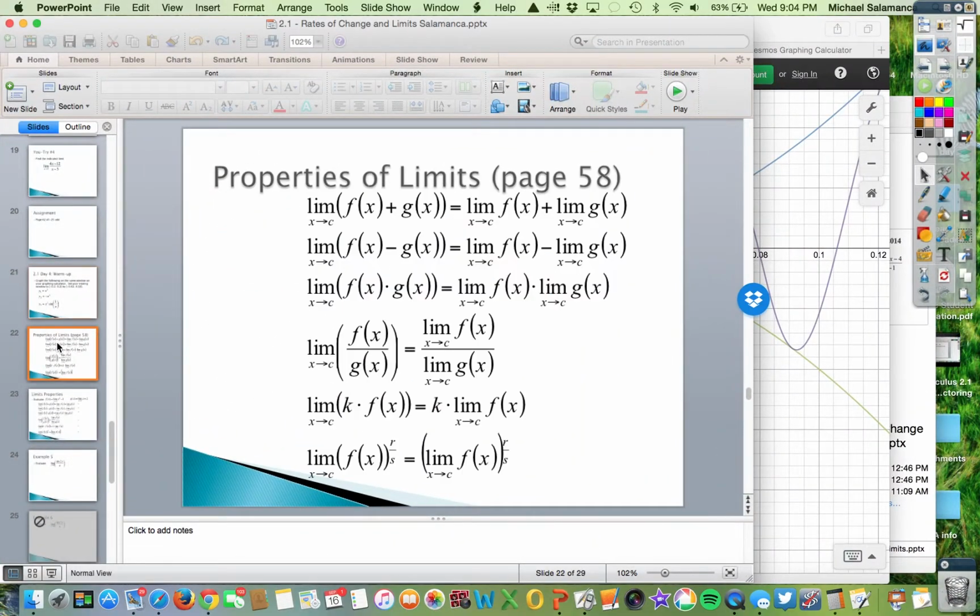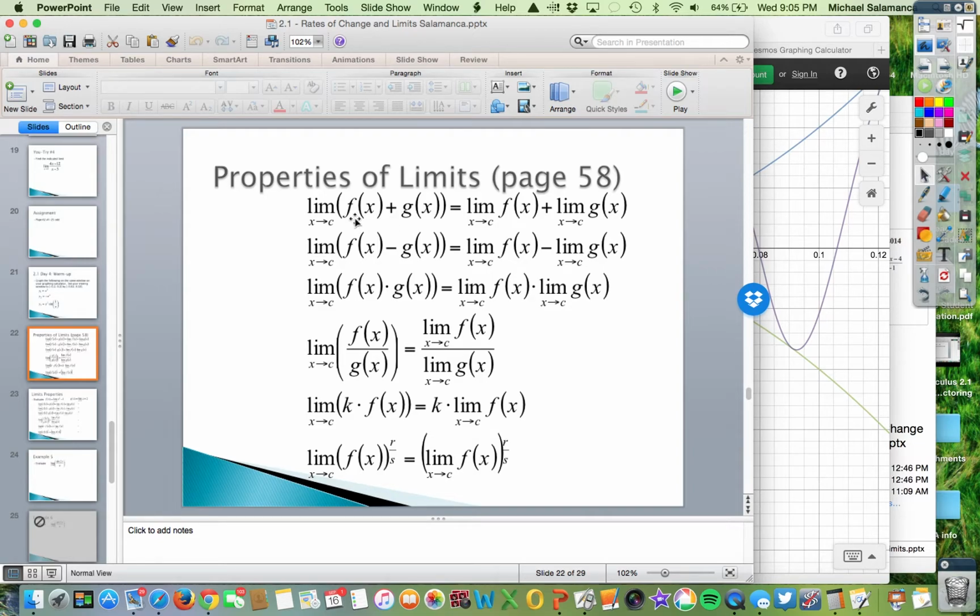Now, let's take a look at these properties. So here are several properties of limits. This would be a great time for you to copy these, but what I am going to ask you to look at, and we'll quickly go through each line, is that it basically states that the normal operations apply.